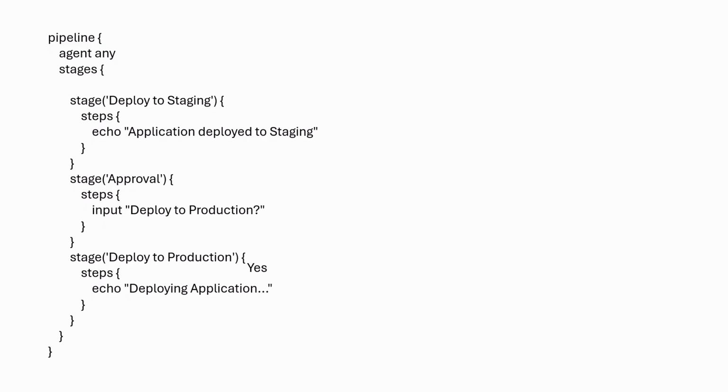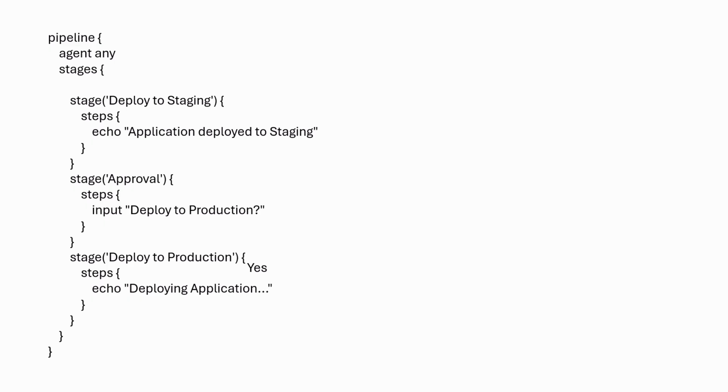This stage is responsible for obtaining user approval. So input, deploy to production. This is the most important statement. When Jenkins reaches this line, it automatically pauses execution. Instead of moving to the next stage, Jenkins displays a dialog box with deploy to production text. So the pipeline remains paused until the authorized user clicks proceed.